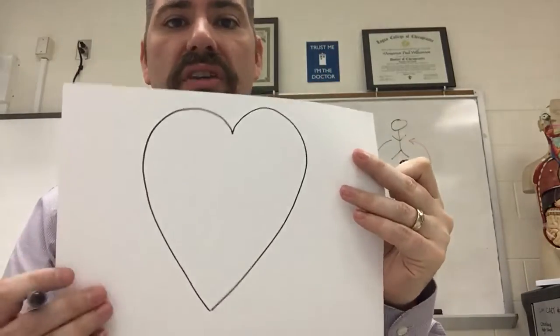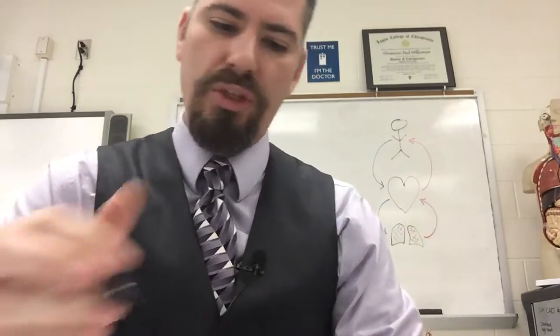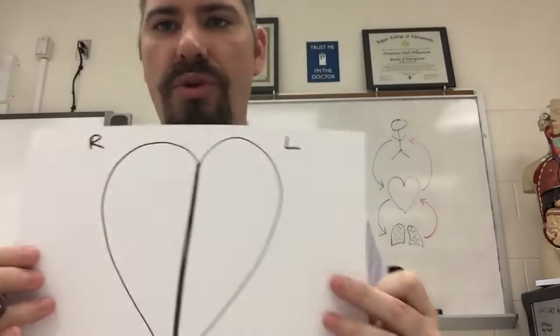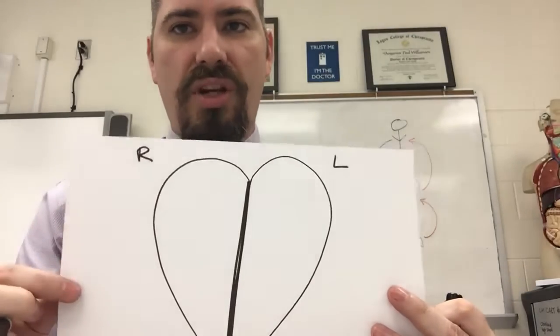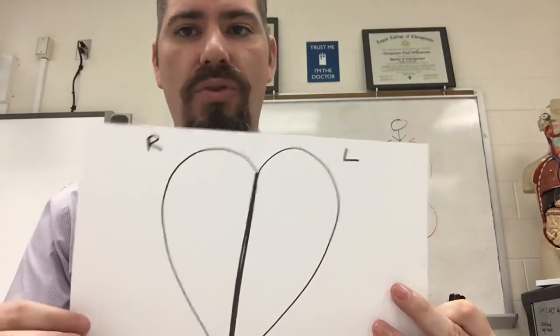And then we know that it's divided into right and left, so we put a nice thick line down the middle that will represent the cardiac septum, and then we'll label right and left. That's very important because we need to remember this is the patient's right and left, so it'll be opposite of how we're looking at it.